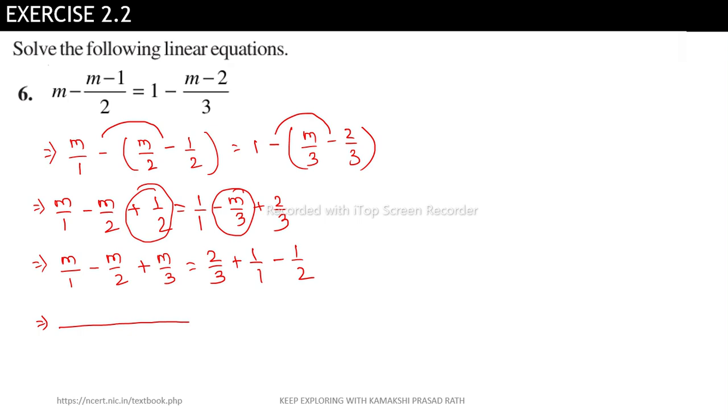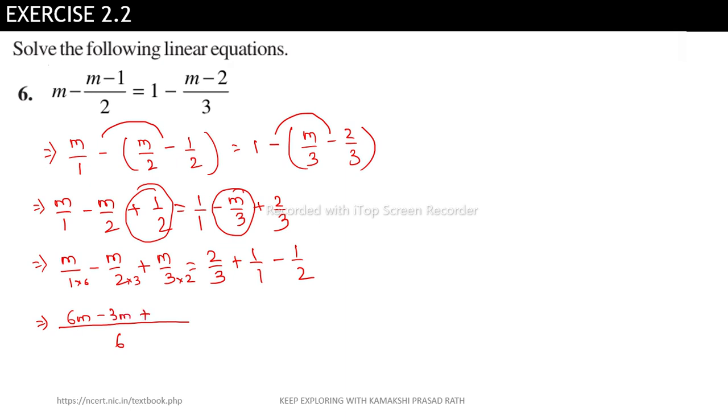Here, same concept, take out the LCM of 1, 2 and 3. There is no common factor, so the LCM will be 6. Now, same concept: 1 into 6, 2 3s are 6, 3 2s are 6. So here we have 6 into m, 6m. Whatever you multiply to the denominator, the same thing is being multiplied to the numerator.